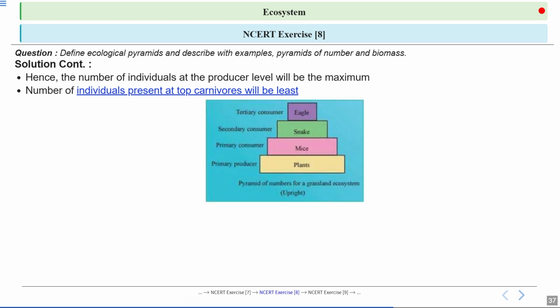This is an image showing you the pyramid of number for a grassland ecosystem. It is upright. Clear? So here you can see the number of primary producers is more as compared to primary consumers, the number of primary consumers is more as compared to secondary consumers, and the number of secondary consumers is more as compared to tertiary consumers.